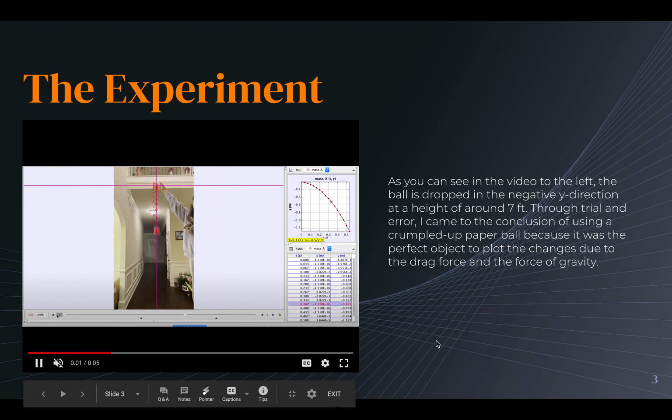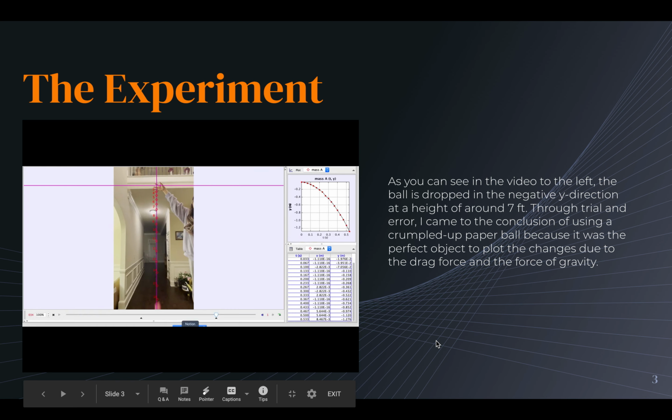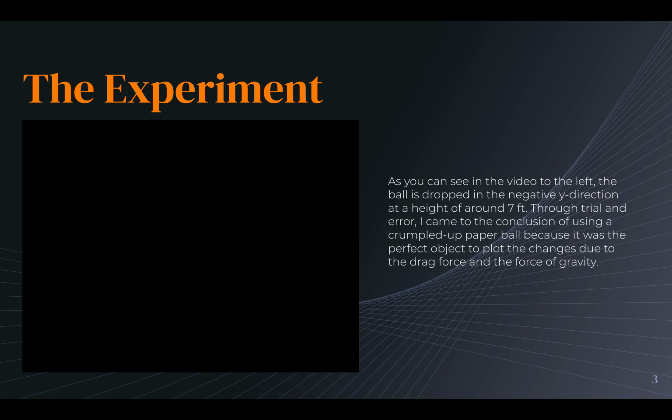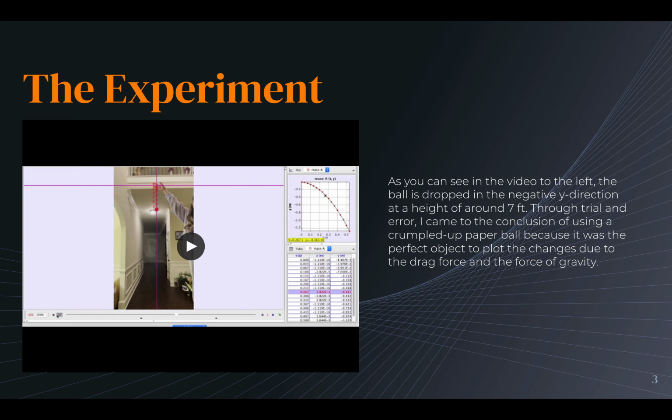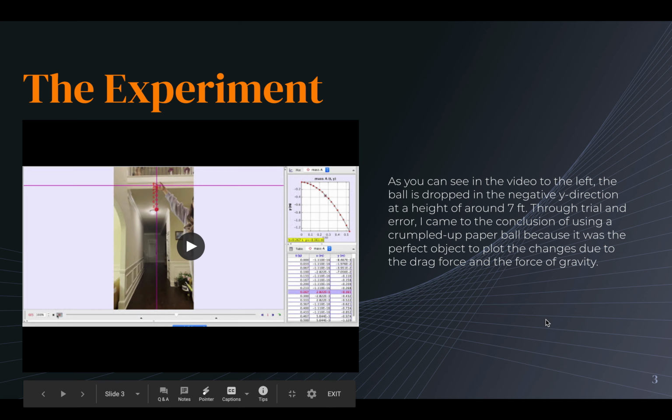As you can see in the video to the left, a ball of mass 0.009 kilograms is dropped in the negative y direction at a height of around 7 feet. Through trial and error, I came to the conclusion of using a crumpled up paper ball because it was the perfect object to plot the changes due to the drag force and the force of gravity. After inputting the video into Tracker, I was able to plot the points and intervals at which the ball was positioned. This created a table for me to create my observed position versus time graph.